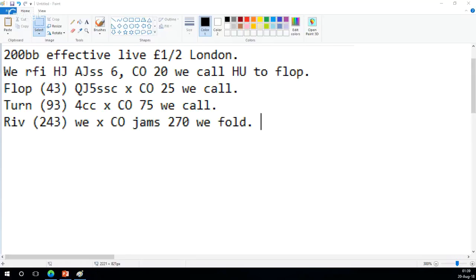Just on the basis of like we can't really fold before the river, and on the river we just have second pair and the guy jams. We just have better hands to call with. I'm going to have ace queen here. I'm going to have queen jack suited. I'm probably going to have pocket fives. Yeah, I'm going to have pocket fives.